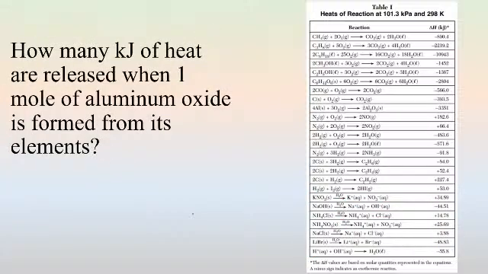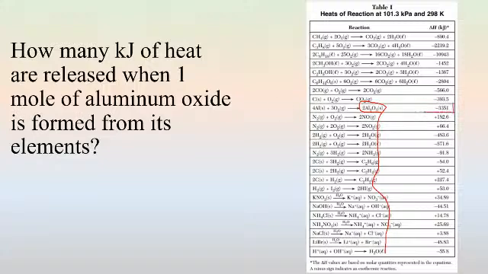About how many kilojoules of heat are released when 1 mole of aluminum oxide is formed from its elements? So if it's being formed, it's a product. So I'm scanning. Here we go. Also, they like this particular substance a lot. It's asked a lot if they're using a question like this. So how many kilojoules of heat are released when 1 mole of aluminum oxide is formed?